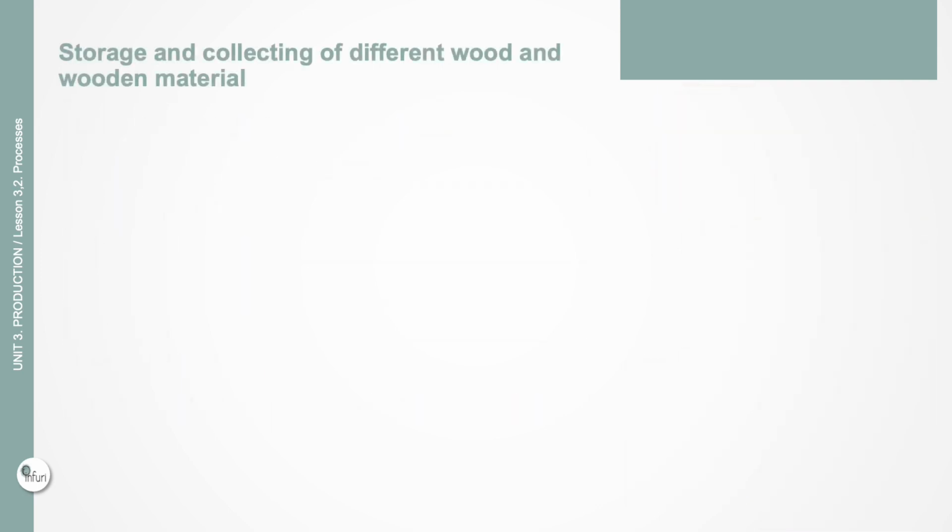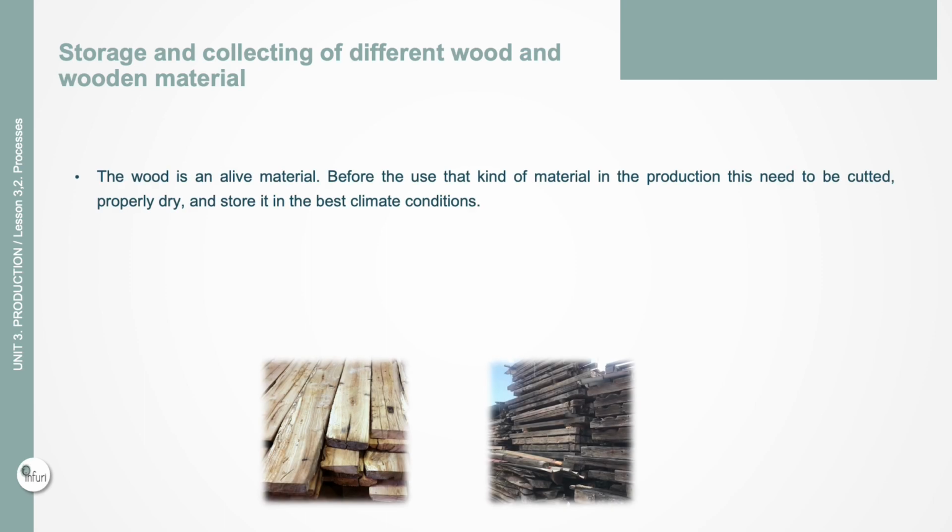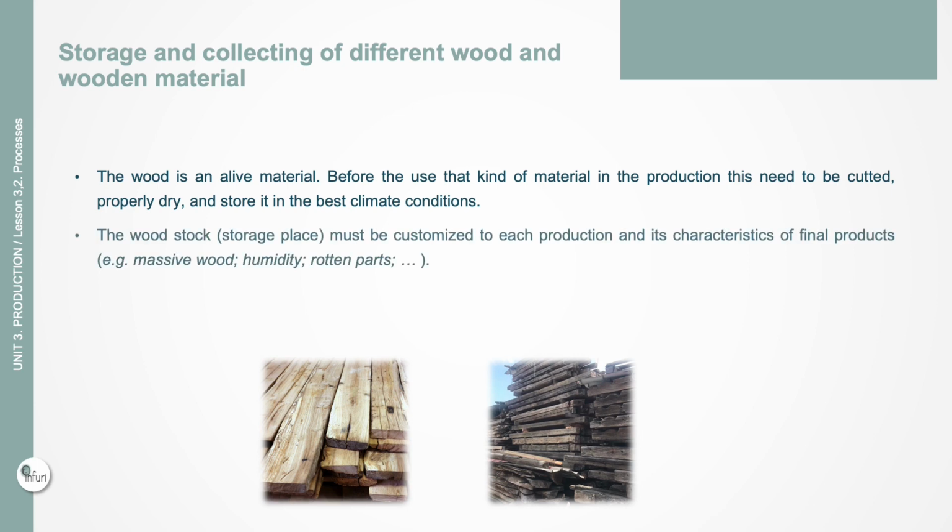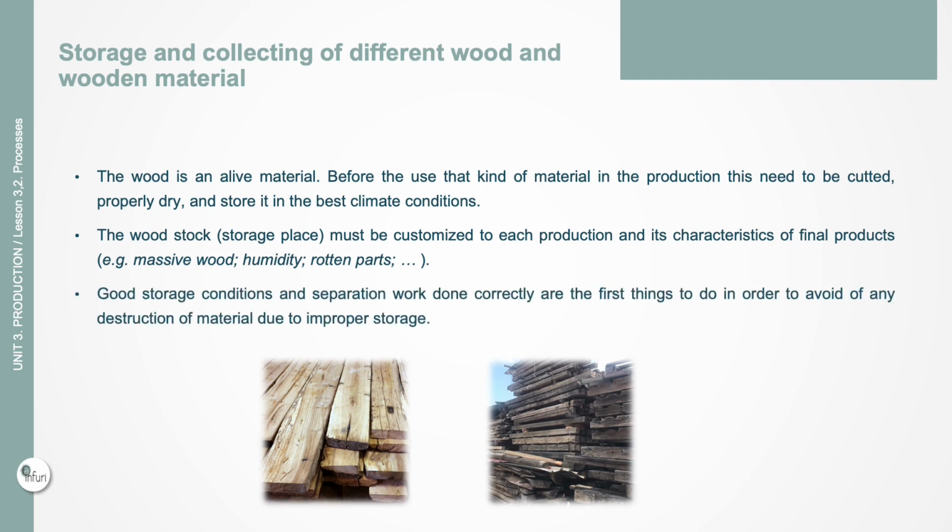Storage and collecting of different wood and wooden material. Wood is an alive material. Before the use of that kind of material in production, it needs to be cut, properly dried, and stored in the best climate conditions. The wood stock, the storage place, must be customized to each production and the characteristics of final products, for example massive wood, humidity, rotten parts. Good storage conditions and separation work done correctly are the first things to do in order to avoid any destruction of material due to improper storage.